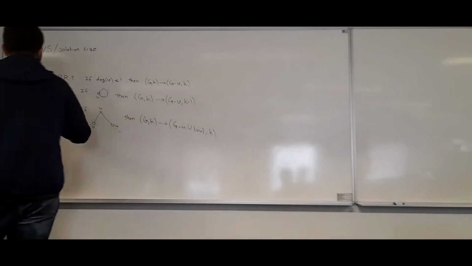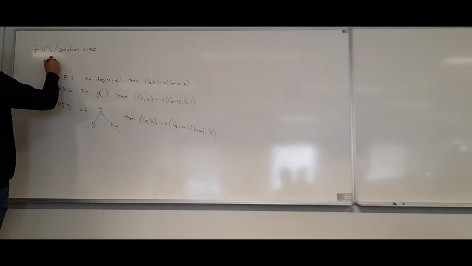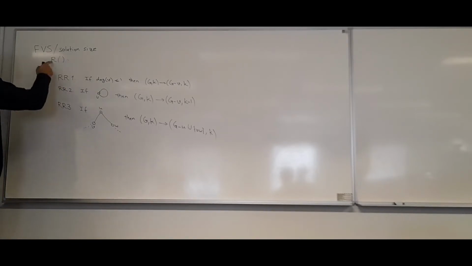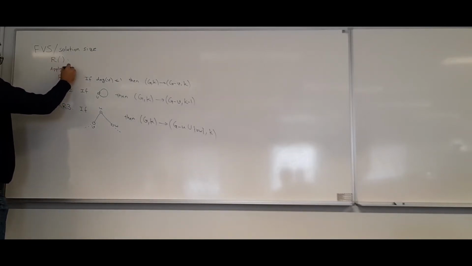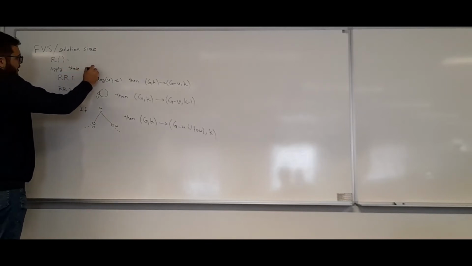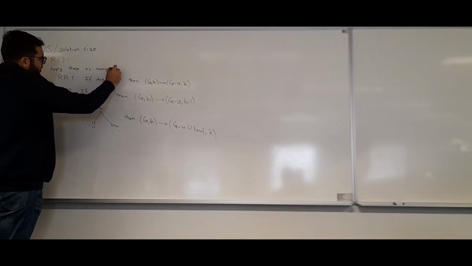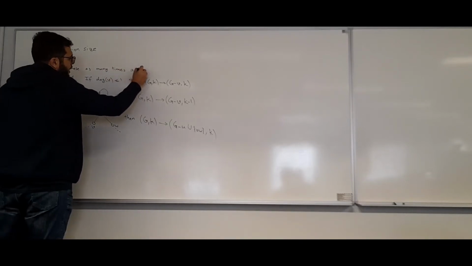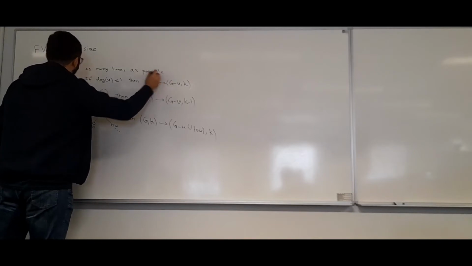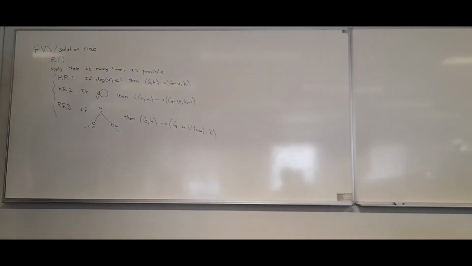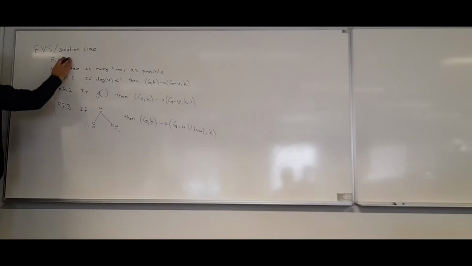So this is my random algorithm for feedback vertex set. Let's call my function R. So my function first just applies these rules as many times as possible. I just apply all of these three rules exhaustively. And after this is done, the next step, let me put R here, maybe so that I have more indentation. And of course, I have some G and I have some K.